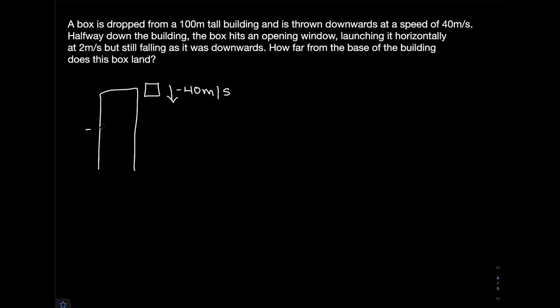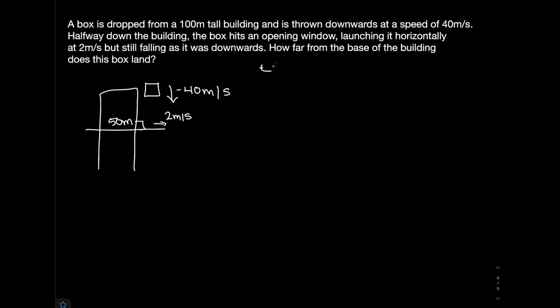Then at the halfway point, or at 50 meters, it hits an open window, and then it is given a horizontal component of 2 meters per second. And now it is asking how far from the base of the building does the box land. So we have to figure out how long it takes for this box to fall first.